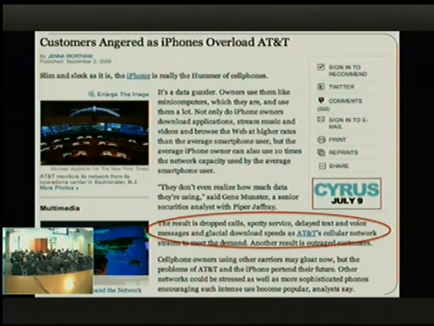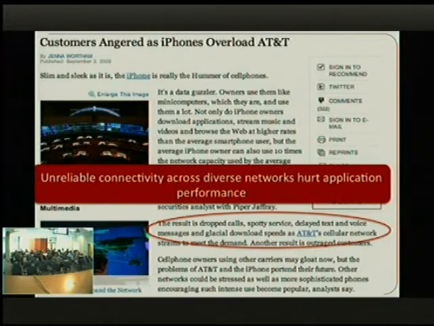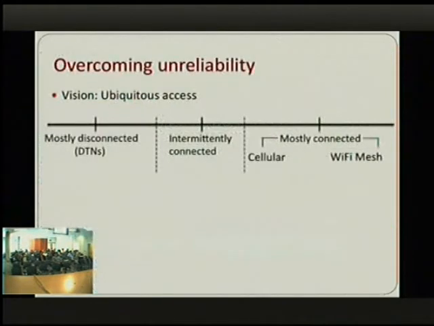So the takeaway from the last couple of slides is that there is unreliable connectivity across diverse networks that can hurt application performance. So the question is, how can we overcome unreliability? My work is about how we can provide ubiquitous access across these different network environments. Of course, we cannot support all applications in all of these environments, but can we support email in DTNs, say web search in intermittently connected networks, and something like VoIP in mostly connected networks?